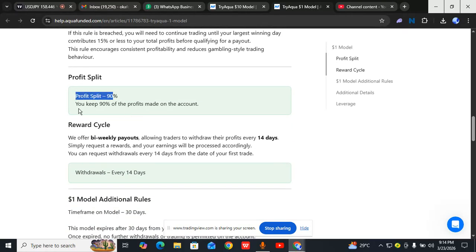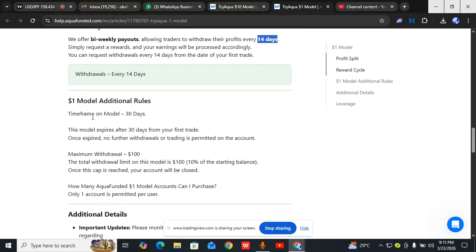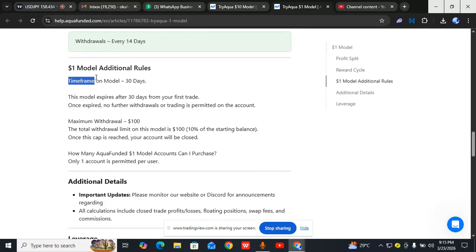Profit split over here is 90%. You keep 90% of any amount you make on this account. Obviously, it's going to be $90 or $80, depending on how much you make, anyways. Then they offer biweekly payments. So every 14 days you might withdraw, make a withdrawal request for payouts. Then another thing that everybody should also pay attention to is that this account expires 30 days from the day you placed your first trade.